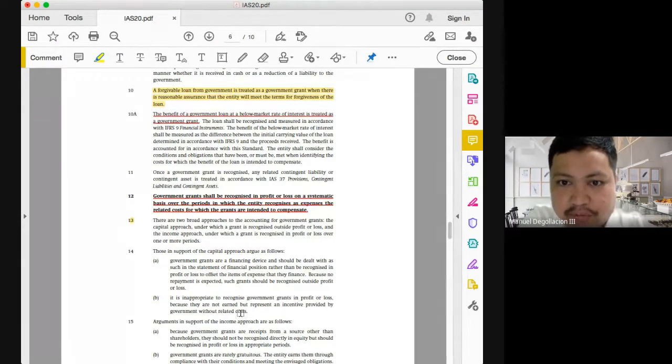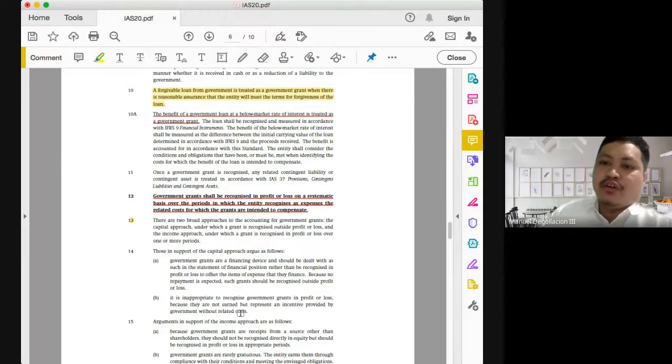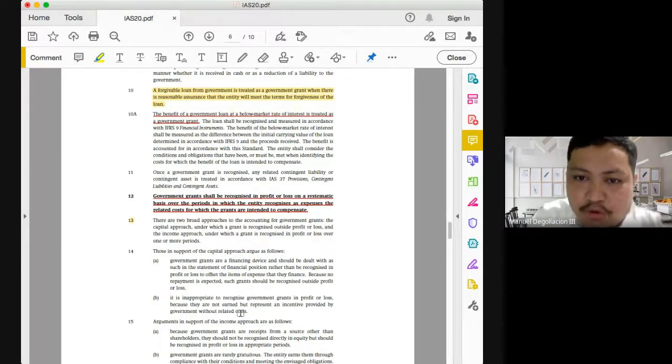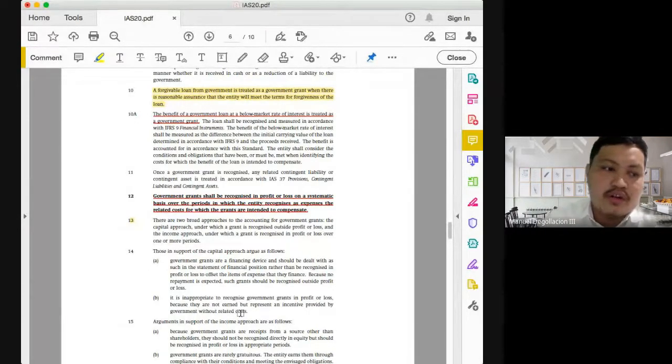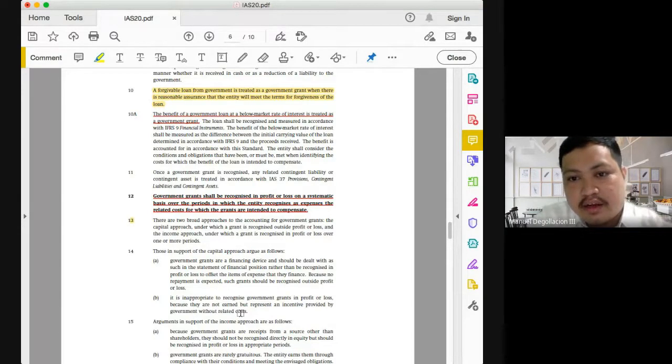Okay, government grants shall be recognized in profit or loss on a systematic basis over the periods in which the entity recognizes as expense the related costs for which the grants are intended to compensate. Okay, and the subsequent paragraphs are more on the specific arrangements. Okay.